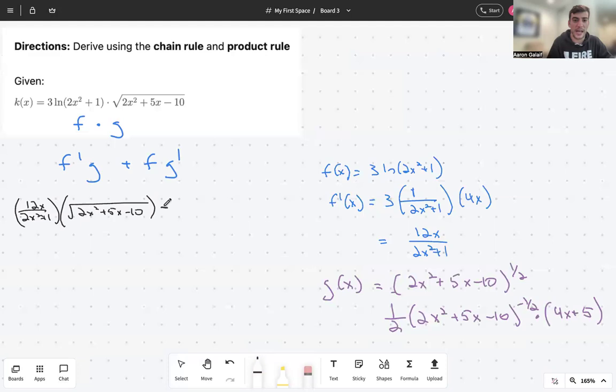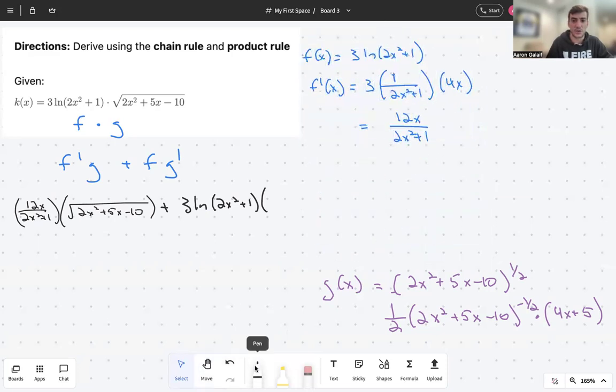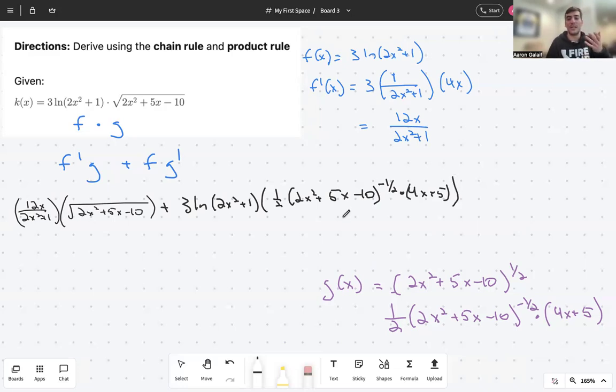And we see we're going to plug in f, which we don't touch this time, which is just 3 ln (2x squared plus 1) times the derivative g prime, which we found down here, which is going to be 1/2 times (2x squared plus 5x minus 10) to the power of negative 1/2 times (4x plus 5). And now all we need to do is just clean it up.